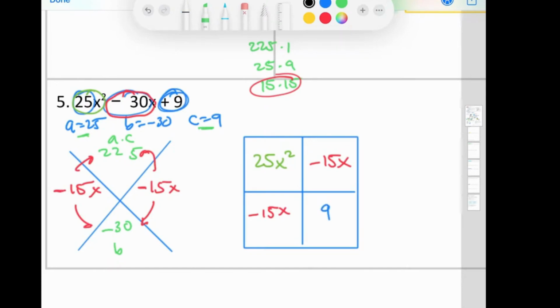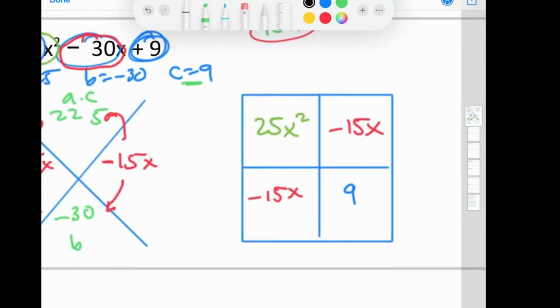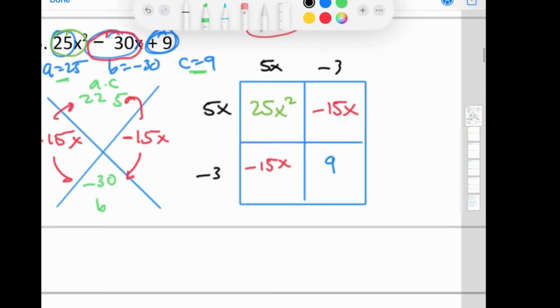All right, let's go ahead and take out our greatest common factor in this row. That would be 5x. This one's got to be negative 3. 5x, and what do you think? Negative 3. Now, let's double check. 5x times 5x is 25x squared. 5x times negative 3 is negative 15x. Negative 3 times 5x is negative 15x, and negative 3 times negative 3 is positive 9.